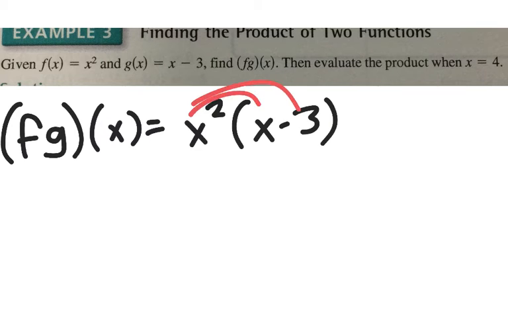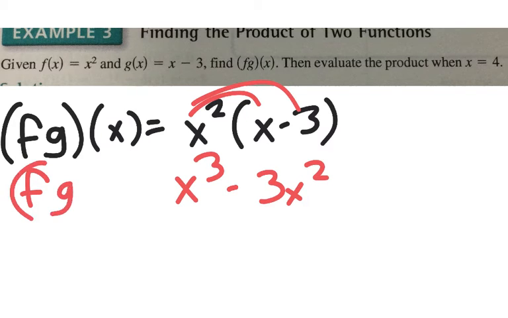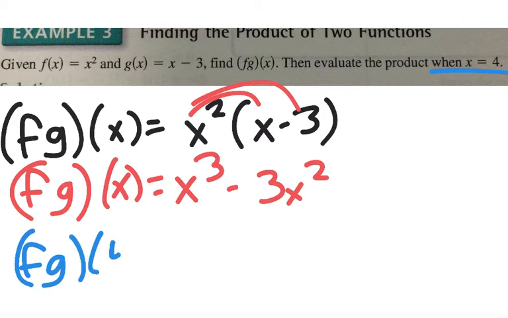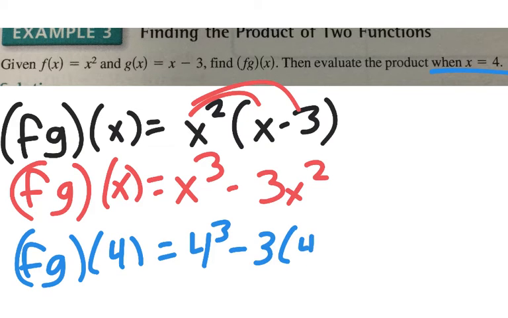I have to distribute. And it's x cubed minus 3x squared. And that's my first answer. F times g of x is x cubed minus 3x squared. Then the second part is to evaluate when we're at 4. So I'm looking at f times g at 4. That's going to be 4 cubed minus 3 times 4 squared. So that's going to be 64 minus 48. That's going to be 16.